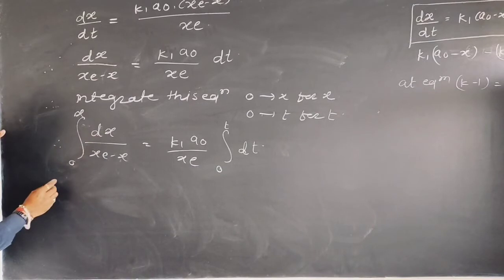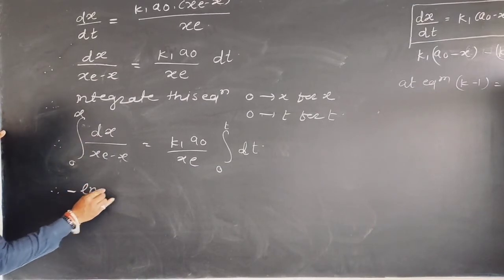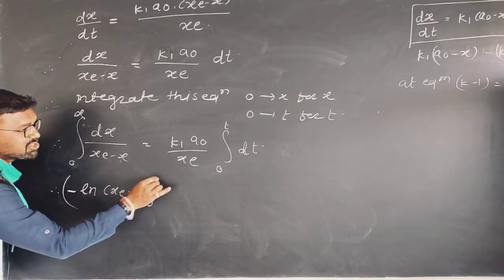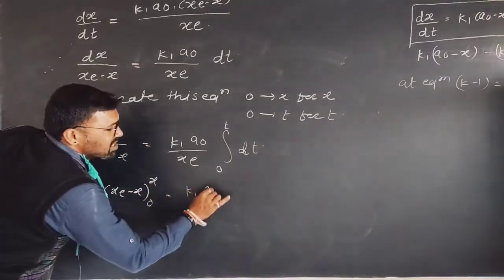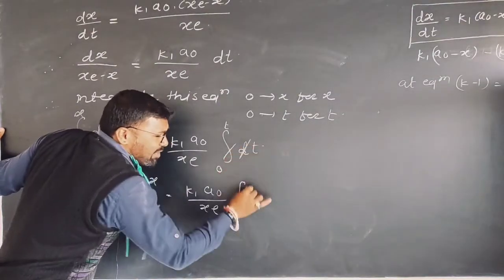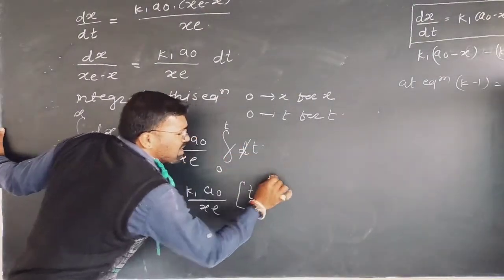What is the integration of this? Minus ln of (xe minus x) with the limit 0 to x, equal to k1 a0 upon xe, constants, times the integral of dt from 0 to t.